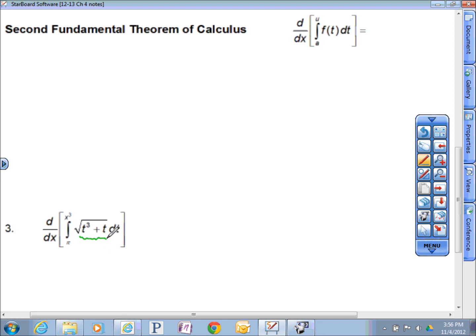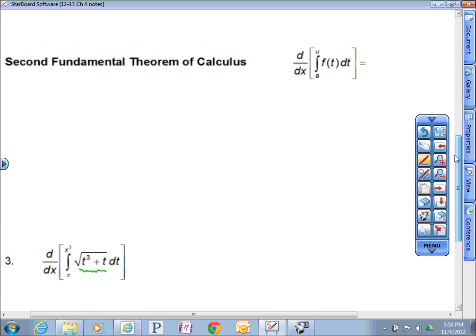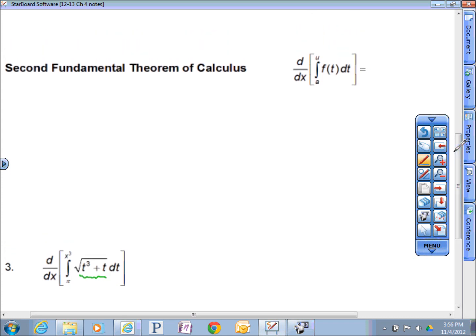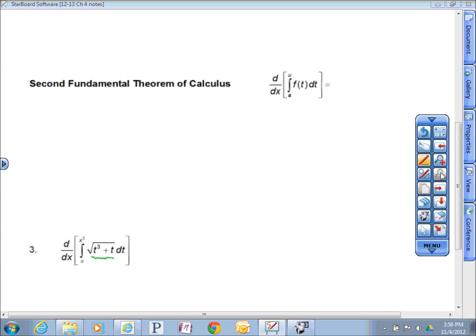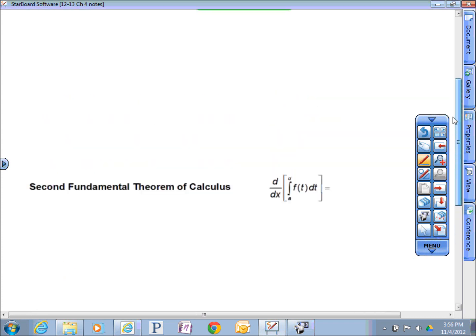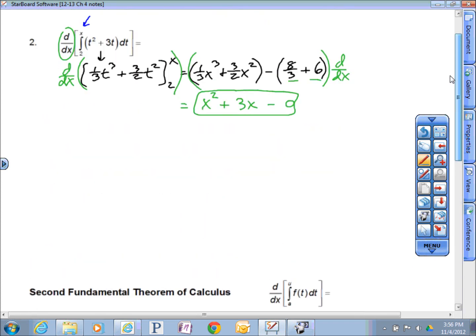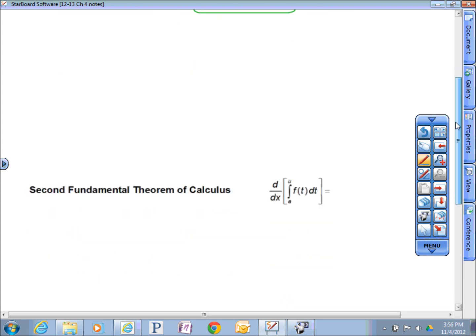No matter what you try to do to evaluate this definite integral, you're out of luck. In fact, by the time we're done with this Calculus AB class this year, we are still not going to know how to do that integral without some sort of outside influence. So here's what happens with the second fundamental theorem of calculus. The purpose of this is to take problems like number 2 and number 3 and make them a little bit easier to deal with. Now, there are some rules that go along with this.